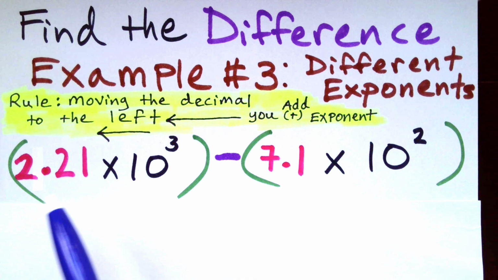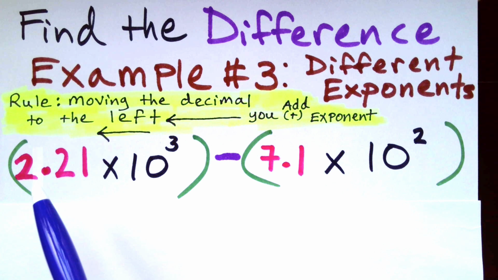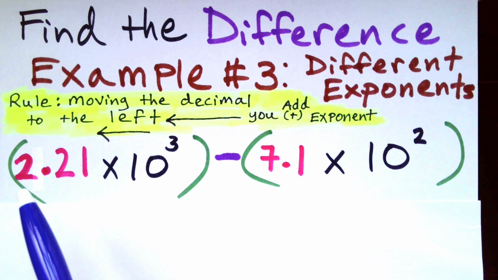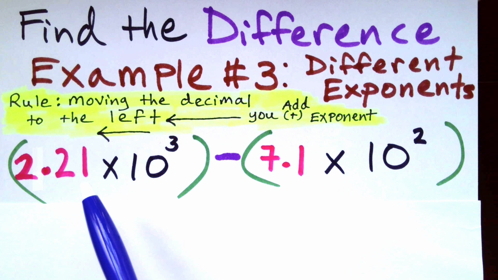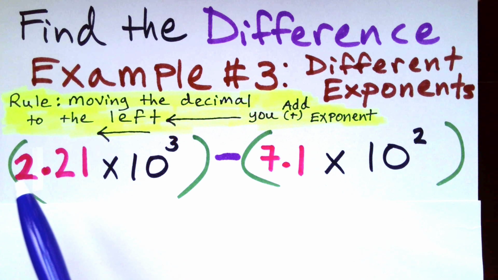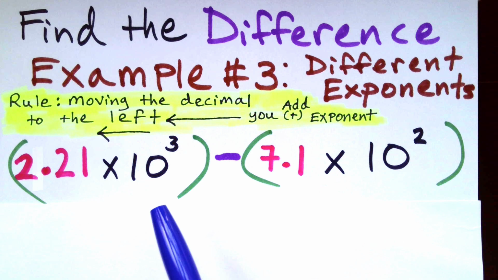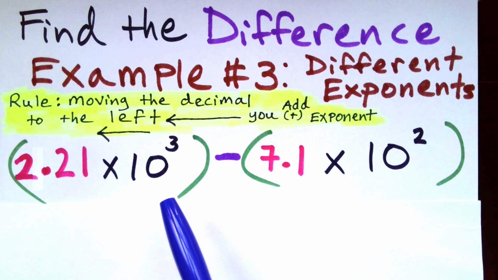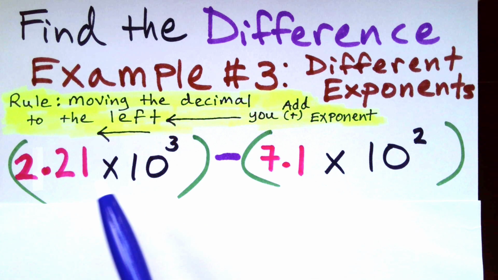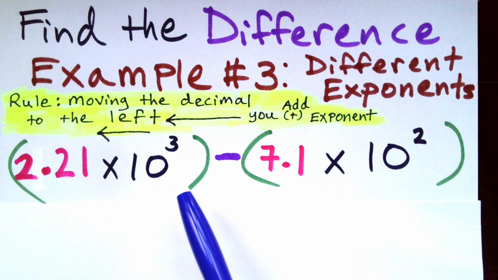Now, I do want to point out something. The coefficient here in example number 3 in finding the difference is 2.21. In example number 2 in finding the difference, it was 1.21. So the answer at the conclusion of this video will be different from the answer in example number 2. I didn't want to confuse anybody.